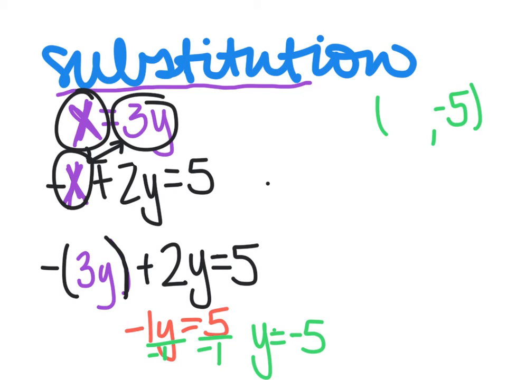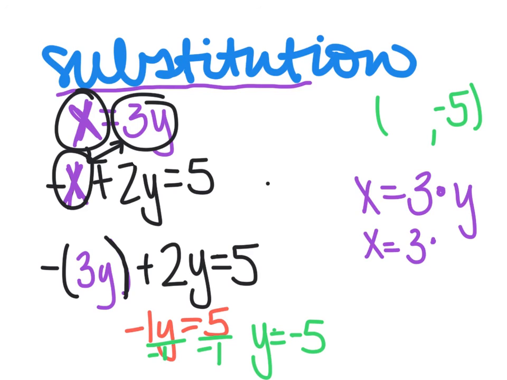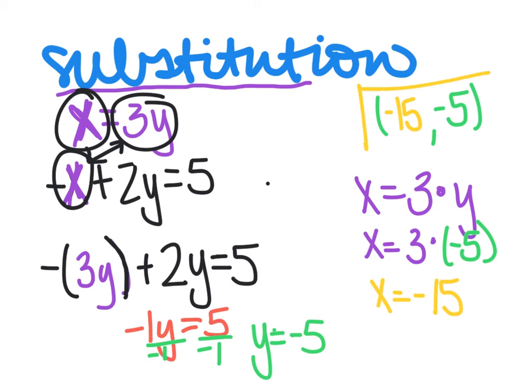Now that I know what y is, I can easily figure out what x is because recall that x equaled 3y, or 3 times y, 3 multiplied by y. And we've already figured out that y is really negative 5. So this means that x is really equal to 3 multiplied by negative 5, or 3 times negative 5. And 3 times negative 5 is negative 15. So my x value is negative 15. And there's my answer.